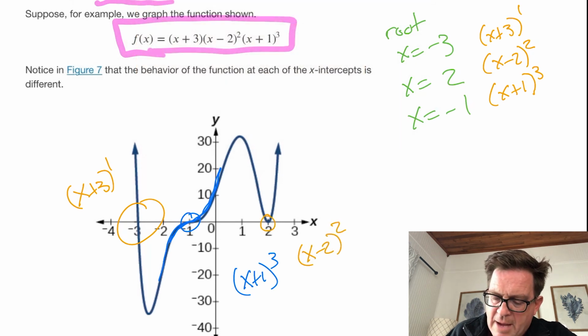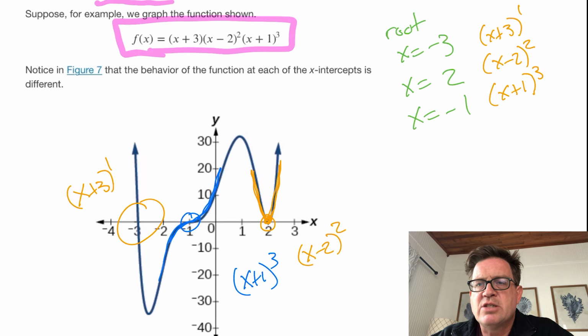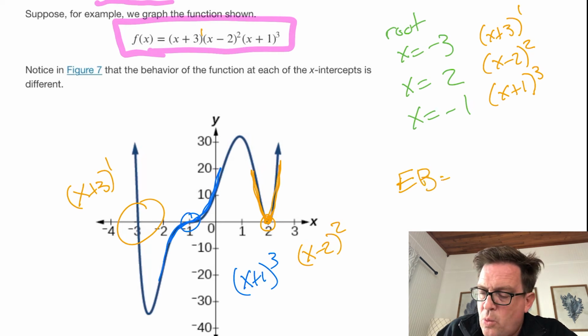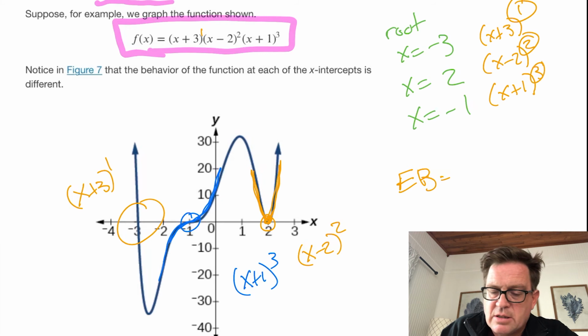And so at that point, it's going to look like a parabola. It'll come down and go back up. And so you can draw a really nice rough graph based on just those little ideas. And one other thing I should say is, what's the end behavior of this? End behavior is, well, it's 1, 2, 3, 4, 5, 6.